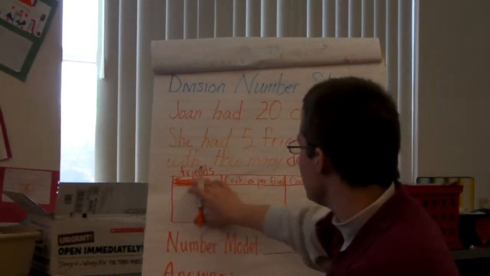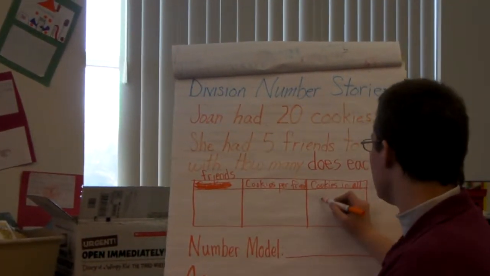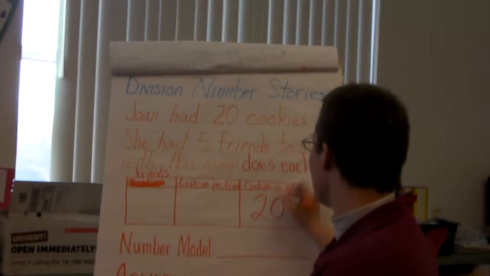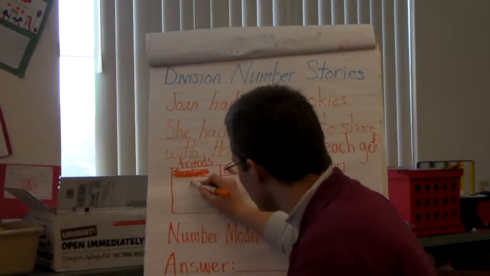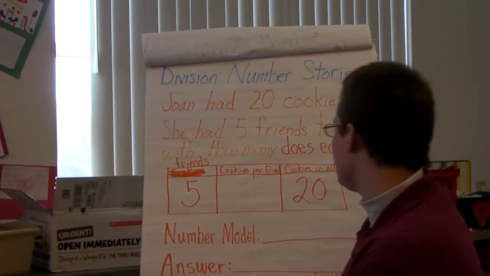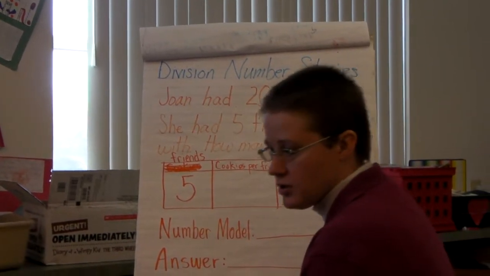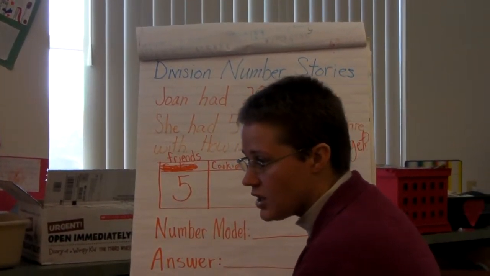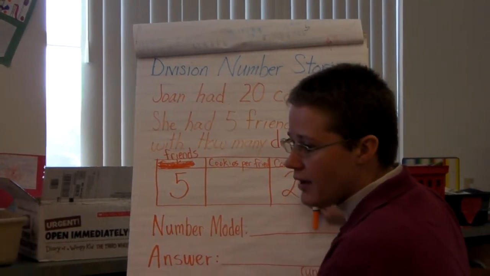Okay, so first thing we're going to do is fill in this little chart. So we know she has 20 cookies in all, because it says Jane had 20 cookies. She had 5 friends to share with. All right, we know she has 5 friends. So we need to know what goes here. We need to know how many cookies each friend gets. All right, and I would suggest using counters again, just like you used yesterday. So you would start with in all. In all is the number of counters you have in all.